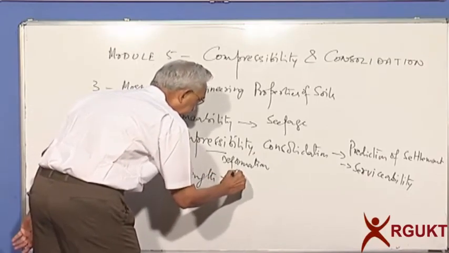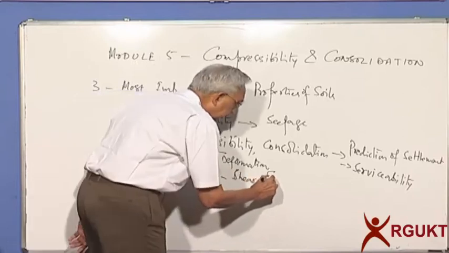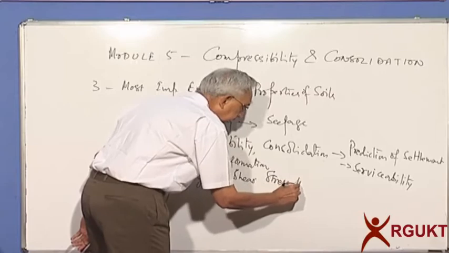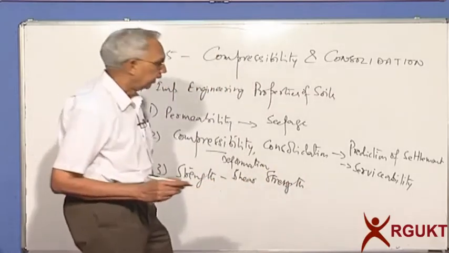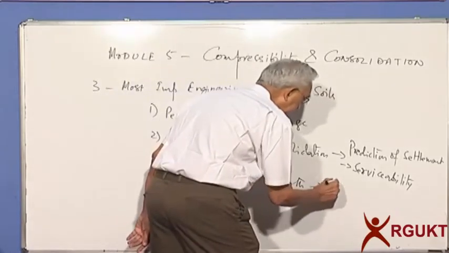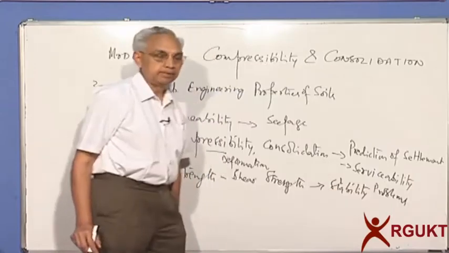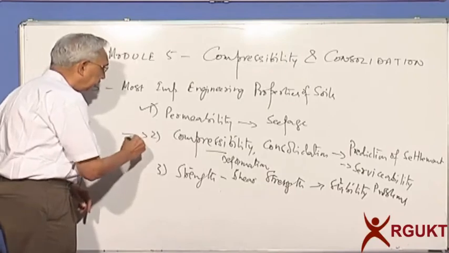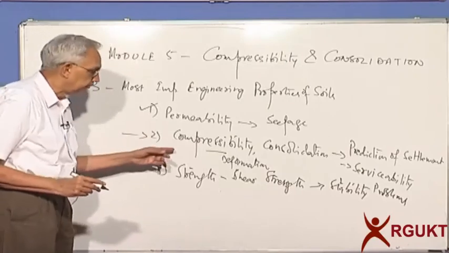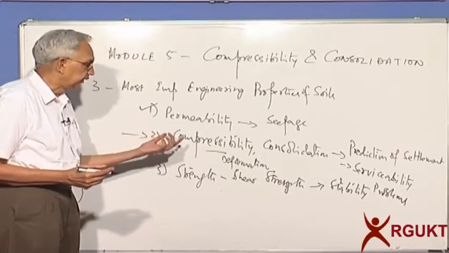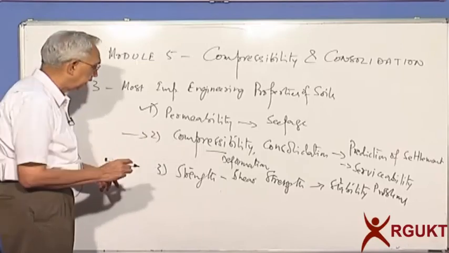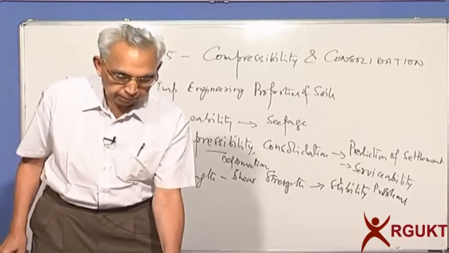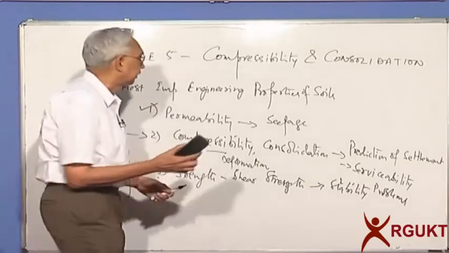We call it shear strength, because soils fail in shear and not through any other mechanism. And this leads to all the stability problems. So we have these three engineering properties. We have done this. Now we will study the effect of load or stress on the deformation of the soil, and later we'll take up the third very important property, that is the strength.